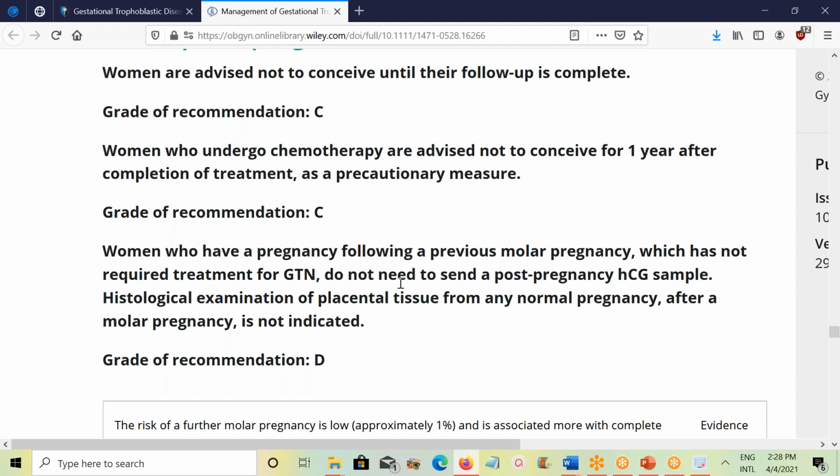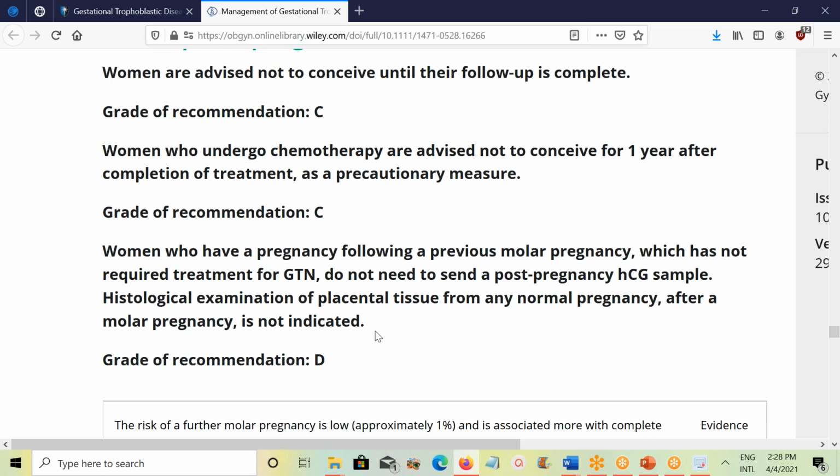Then women who have a pregnancy following a previous molar pregnancy which did not require treatment for GTN, we don't have to send the post-pregnancy HCG sample. Why? Because we already read that if we didn't require any treatment, no chemotherapy, we don't have to do anything. So histological examination of the placental site from any normal pregnancy after a molar pregnancy is not indicated. Like last time she had a molar pregnancy, now she has come to you with a normal pregnancy. So now you are not going to send her samples for the HCG.